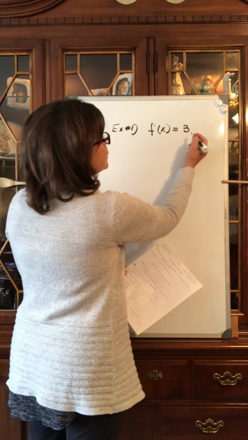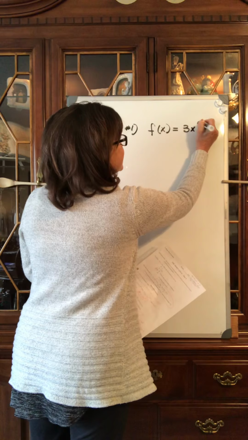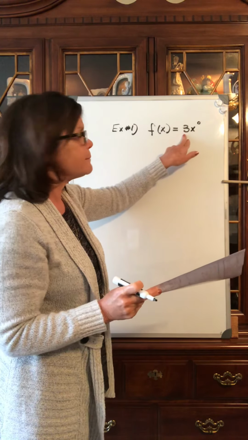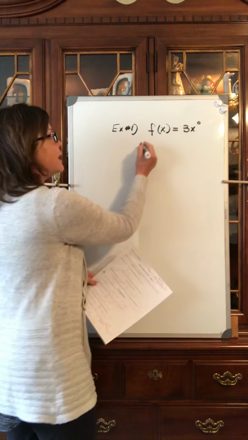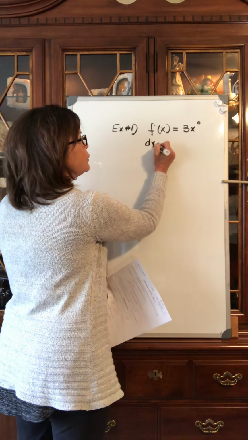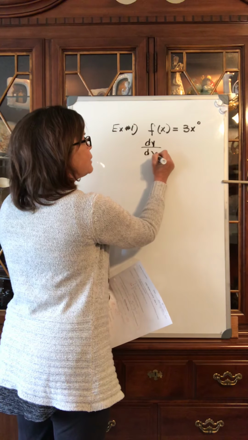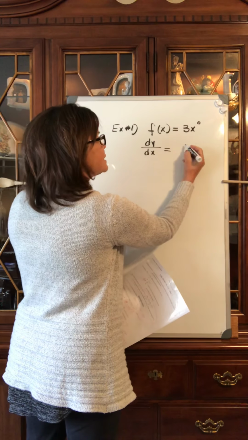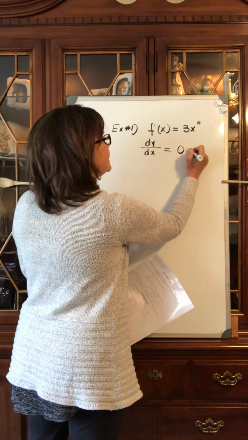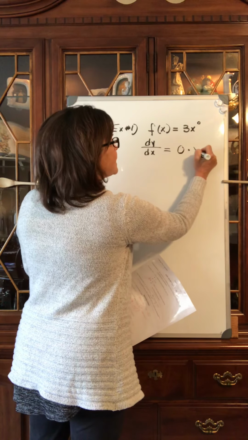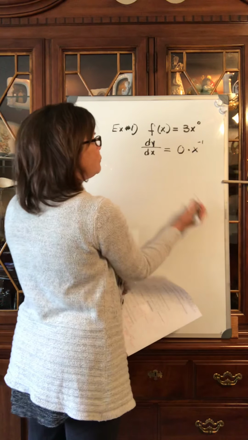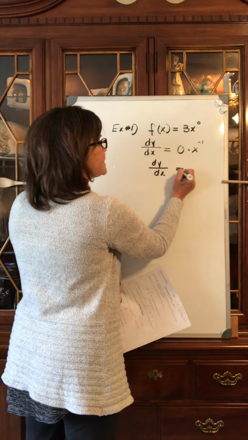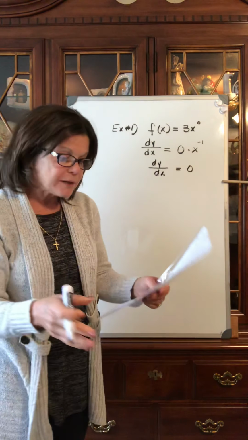So I could write this function adding in x raised to the 0 power. It's the exact same function because anything to the 0 power is 1, and 1 times 3 is just 3. And then if you follow your rule for the first derivative, you can either use f prime of x, y prime, or dy dx. You multiply the exponent times the coefficient, so the coefficient becomes a 0, times x raised to the negative 1, bringing your exponent down by 1. So the first derivative, dy dx, is 0 times x to the negative 1, which is 0. So the derivative of a constant is 0.